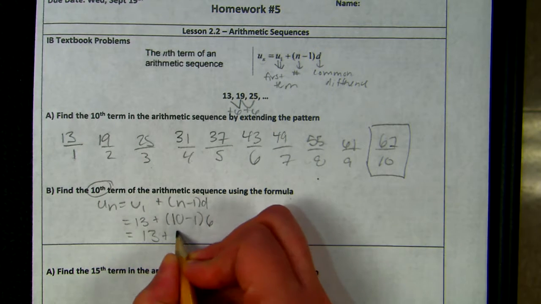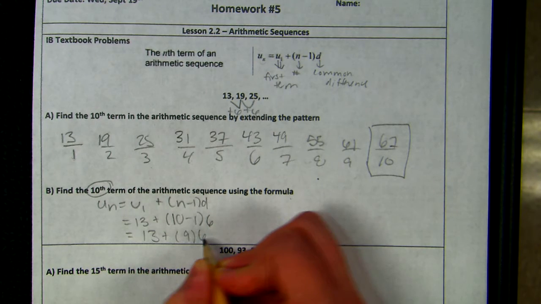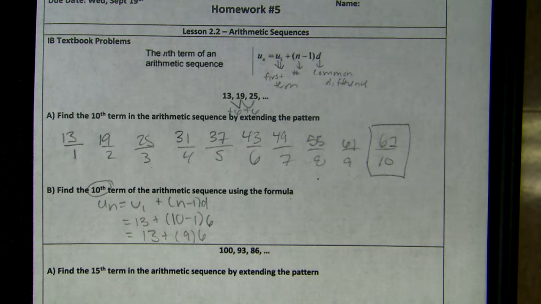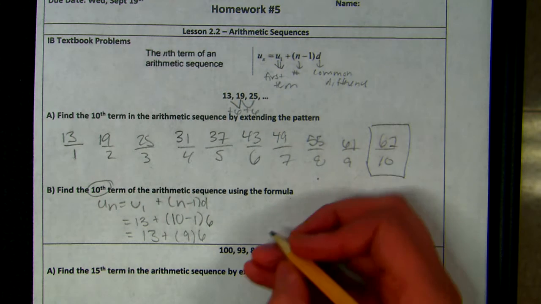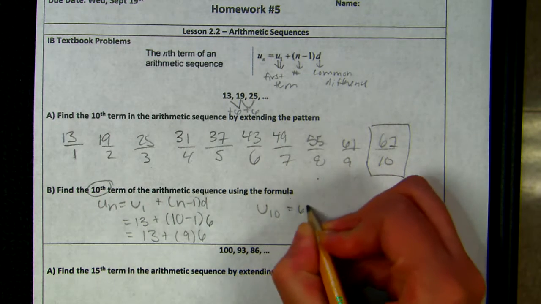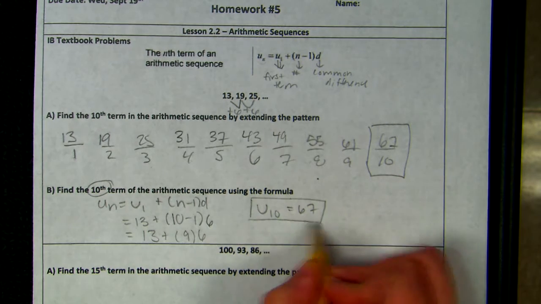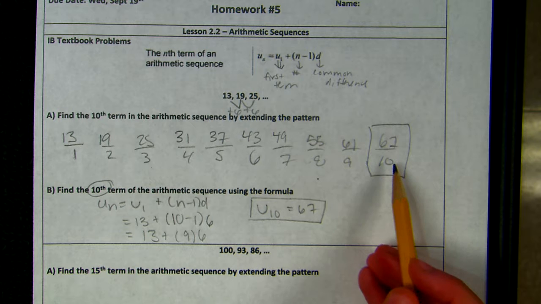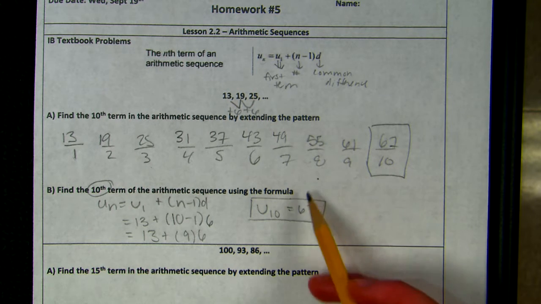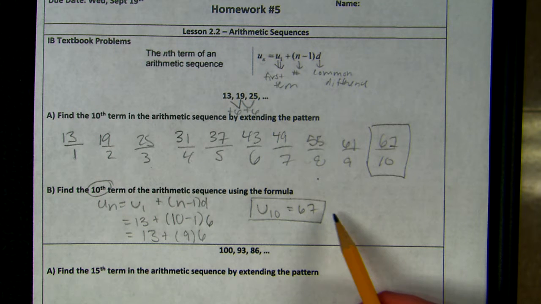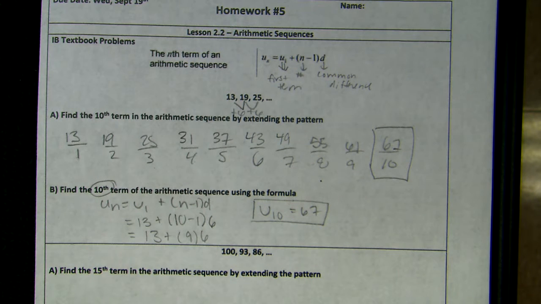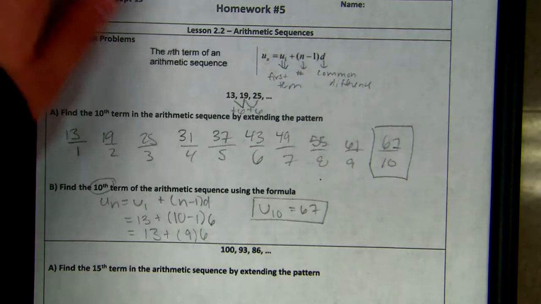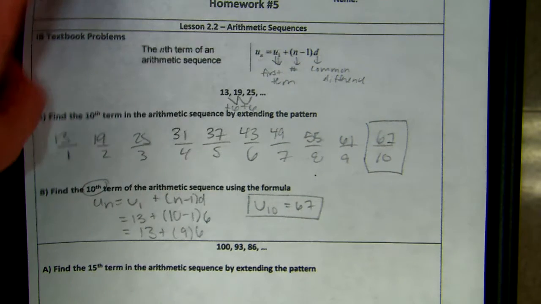I'm going to solve it this way. I have 13 plus 9 times 6. 9 times 6 is 54. 13 plus 54 will give me 67. So I have the 10th term equals 67. And that's good news because I can check that when I added it and extended the pattern, I got 67 for my 10th term, and when I solved it using the formula, I got 67 as well. So I'm feeling pretty good about that one. Let's move on to my next pattern.